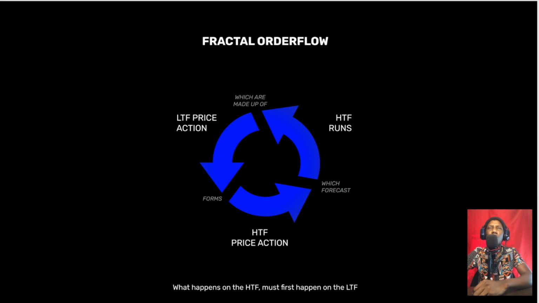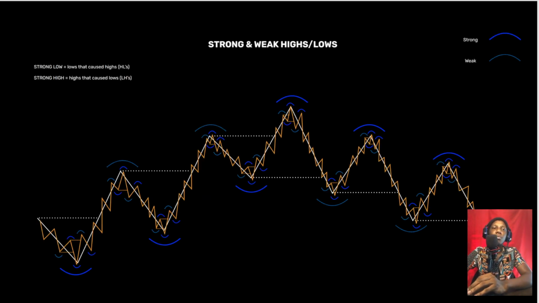To make it a bit more clear for you, look at this graph right here. You're going to see the strong highs and weak lows that are being formed on the market. Strong lows are areas that we don't want price to take out. And the weak lows and weak highs are areas that we want price to take out.